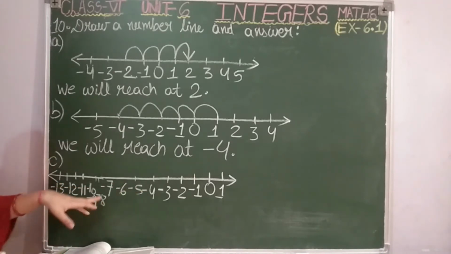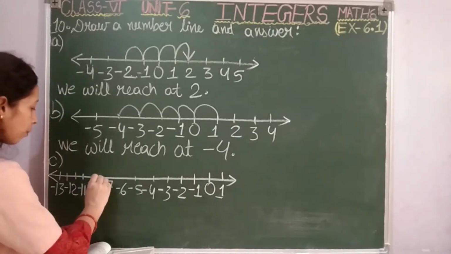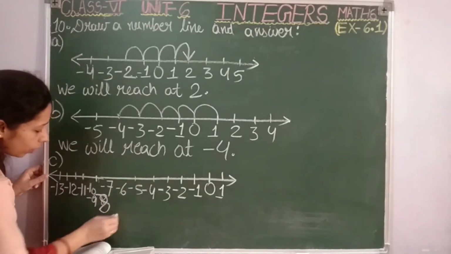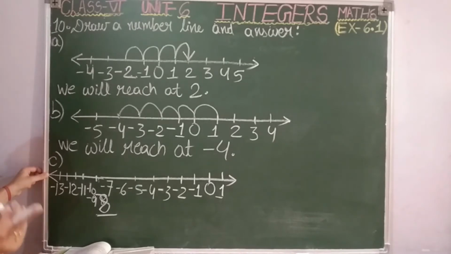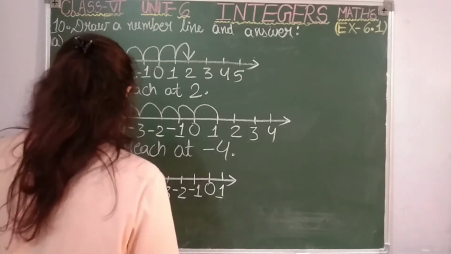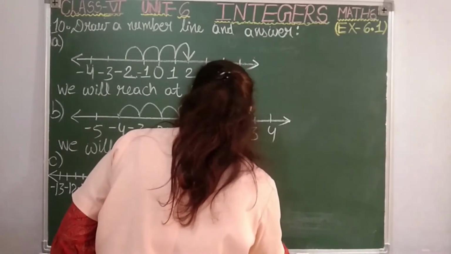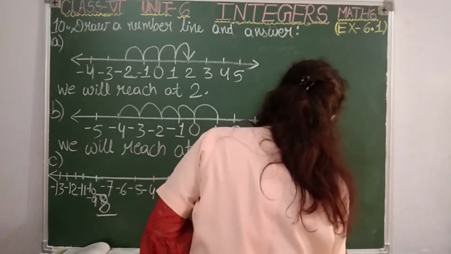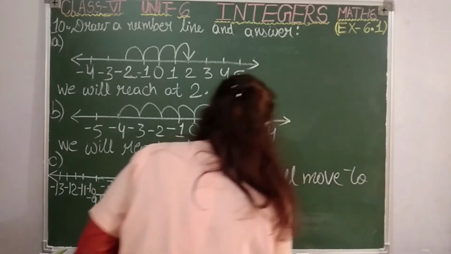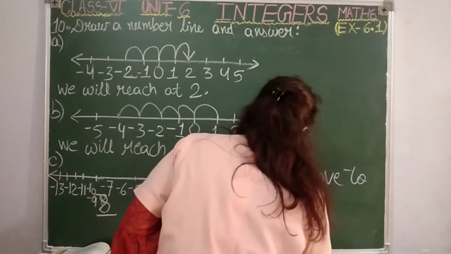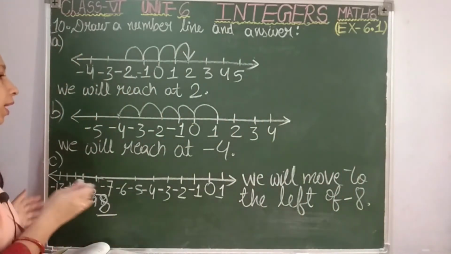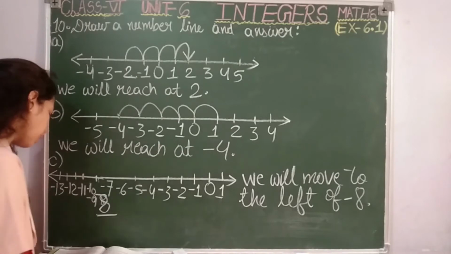Okay. So minus 8 is given here, minus 8 to minus 13. Which direction are we moving? If minus 13 were here somewhere, then we would have to move to the right side. But here is minus 8, and here is minus 13. So which direction are we moving, students? Yes, we are moving to the left. So we will write, we will move to the left of minus 8. Clear students? So we have to move to the left of minus 8 to reach minus 13.